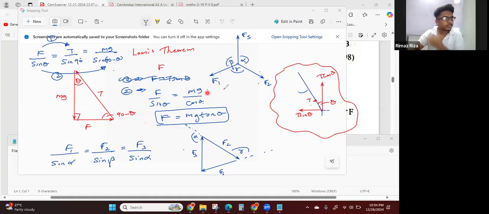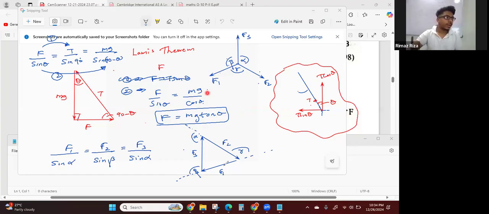And then I can write the angle between F1 and F3. Sorry, wrong. So here, the angle between F1 and F3 is beta. This angle is beta. Okay.